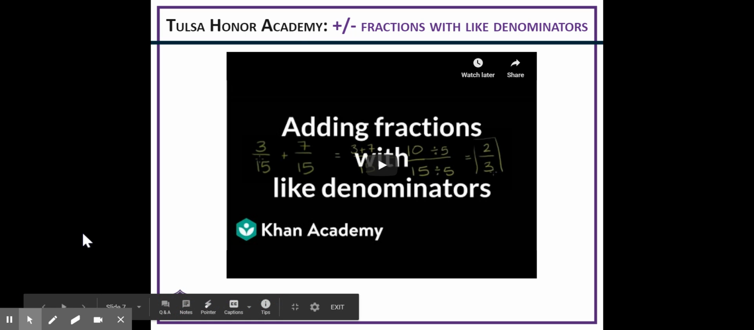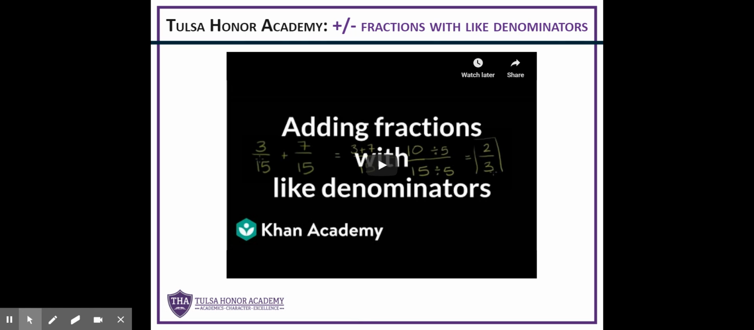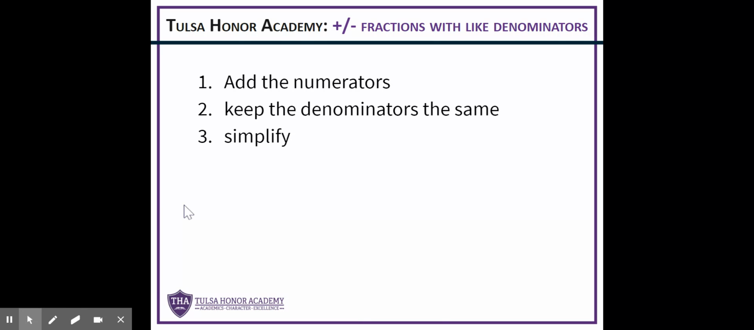I skipped the drawing out part because I think this is very simple and we already know this, so I kept the video short. Just once again, those steps for adding and subtracting fractions with like denominators: we're either going to add or subtract the numerators depending on the operation. Then we keep the denominators the same, and then we'll simplify it.